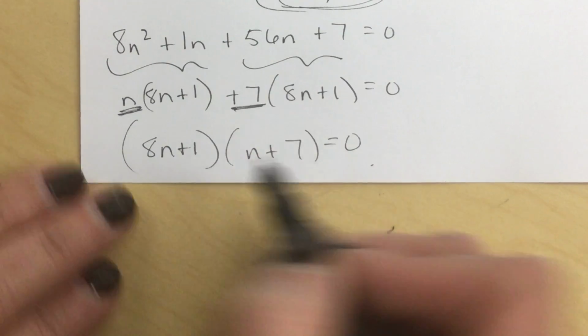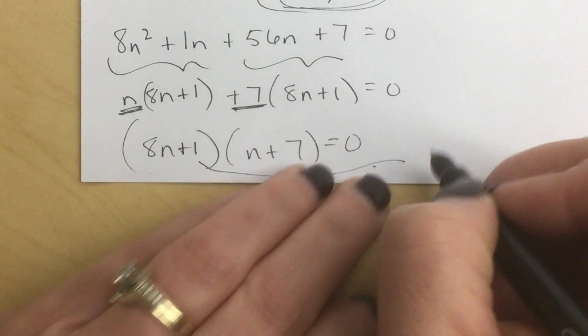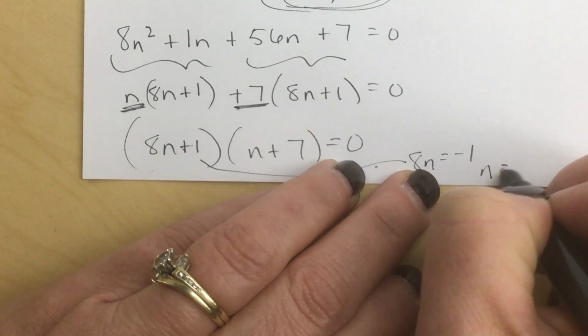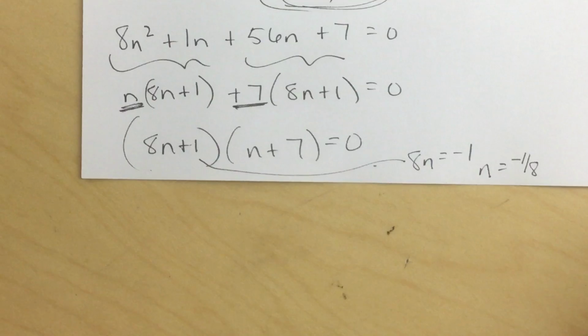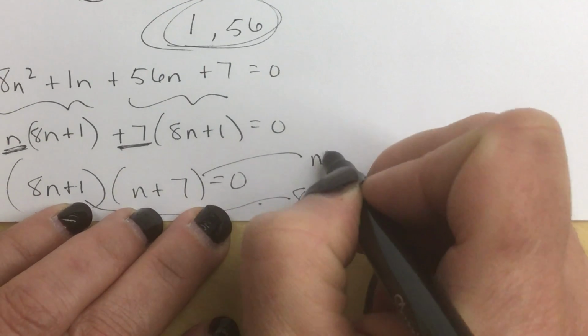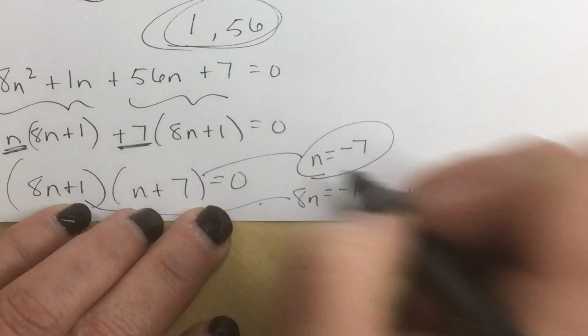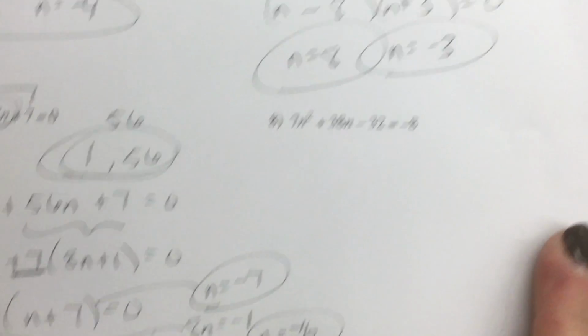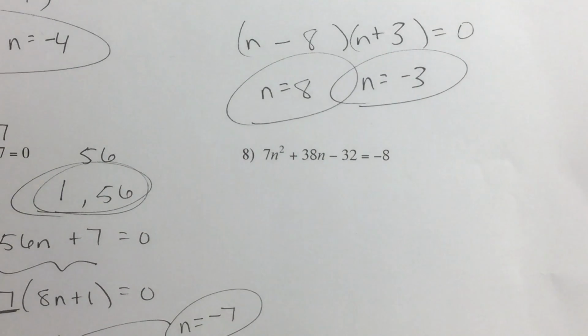So then my answers, run out of room here. When I set that equal to 0, it is going to give me 8n equals negative 1. So n equals negative 1/8 for that answer. And then this is going to give me n equals negative 7. So I have a negative 7 and a negative 1/8. Okay, over here on this one, I need to first move the 8 over.